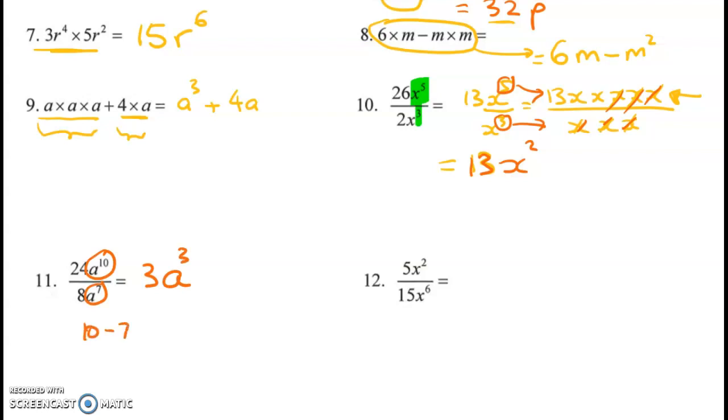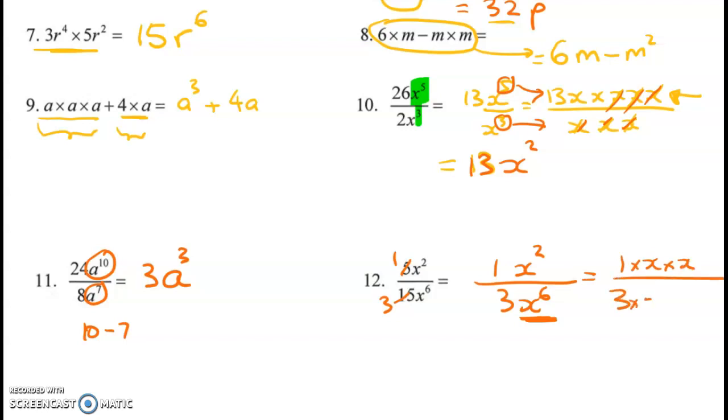You don't need to write any working out for that, guys. You just need to do it. The next one here, we can simplify these numbers, and we're going to get 1 here and 3 here. So that's step 1. We could write 1x squared over 3x to the power of 6. And here, what we've got is the x's are heavier in the denominator, right? So we could write this out as 1 times x times x. And here we've got 3 times x.